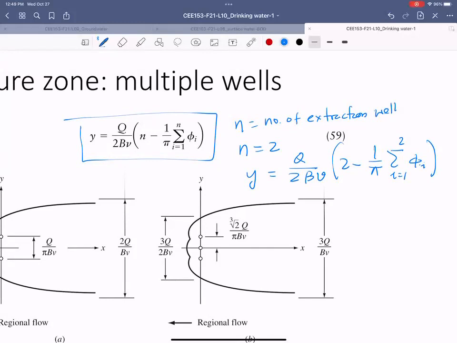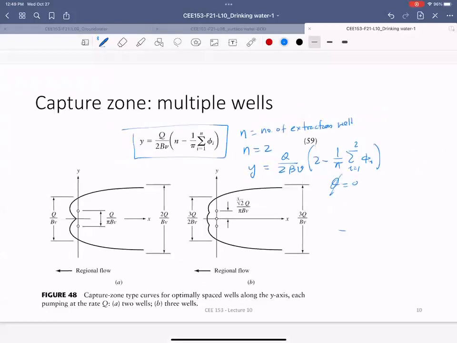And if you think of it for infinite approximation, phi equal to 0, then this value would be 0. That would be q over 2b times 2. So it's q over... So that means if you take the two extraction wells, the net width of the capture zone is roughly q over b times v.